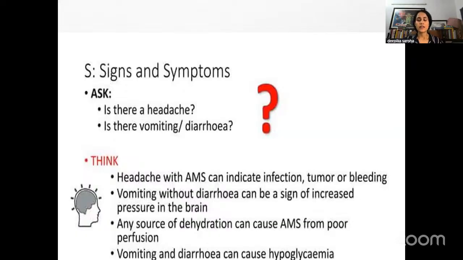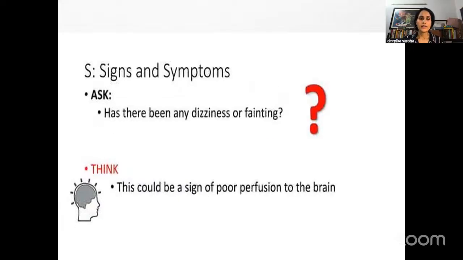Headache can indicate that the patient has infection, bleeding, or tumor. Vomiting without diarrhea can suggest increased intracranial pressure. Any source of dehydration can cause AMS from poor perfusion to the brain. And vomiting and diarrhea, as we all know, can suggest hypoglycemia, hyperglycemia, or even decompensated liver patients can present with vomiting and diarrhea. Then the next question is whether there is any dizziness, a blackout or fainting, or the patient had a fall. This will suggest a preceding syncope or pre-syncope phase, which is suggestive of poor perfusion to the brain.